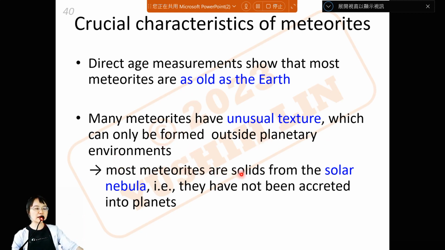Most meteorites are solids from the solar nebula. They have not been accreted into planets. I mean, they have not been accreted into the 9 major planets that we know. They might have been accreted into smaller objects, but later, maybe by some bombardment, it's broken, and then its debris fell onto the Earth. So what does it mean by unusual texture?